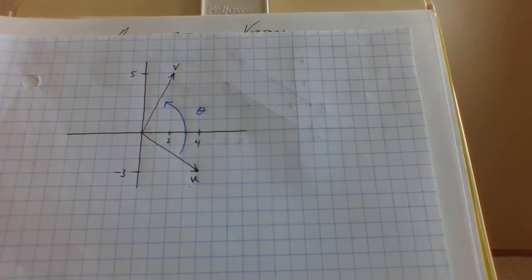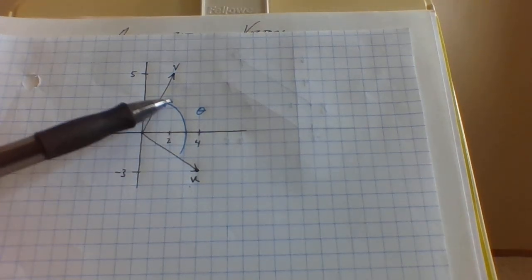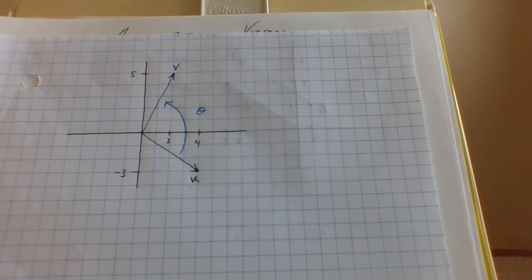And if we're talking about the angle between these two vectors, that's the angle that I drew here in blue, and we're going to call it theta. That's the angle we want to find.